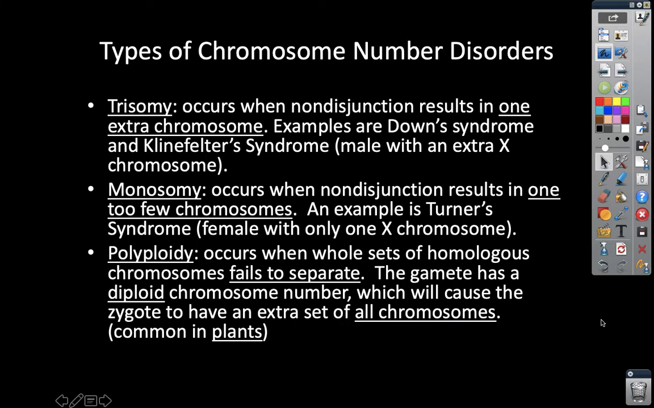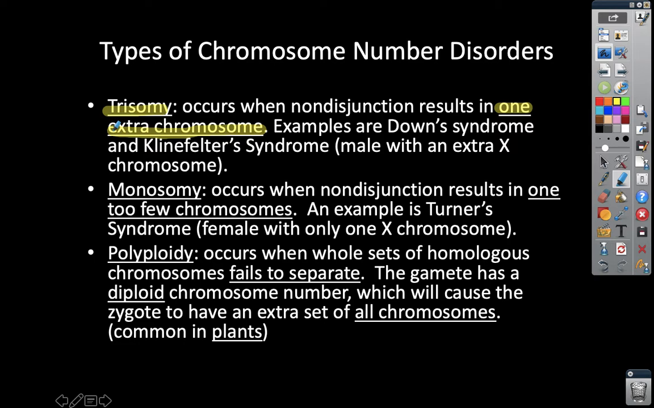So there are 2 types of chromosome number disorders that are common in humans. Those are called trisomy and monosomy. So trisomy, what do we mean when we say trisomy? Well, tri means 3. So in trisomy, a person has 3 chromosomes at one of those numbered positions or at the sex chromosomes instead of the usual 2. This is because there's 1 extra chromosome in one of the gametes that formed that individual. So in trisomy, a person will have 1 extra chromosome, or a total of 47 chromosomes.